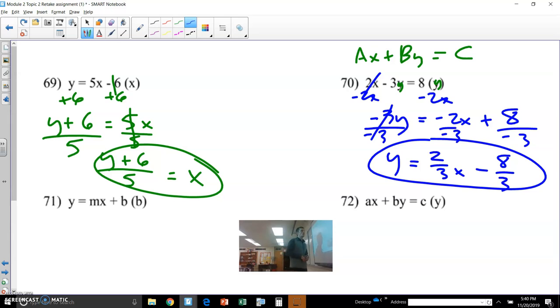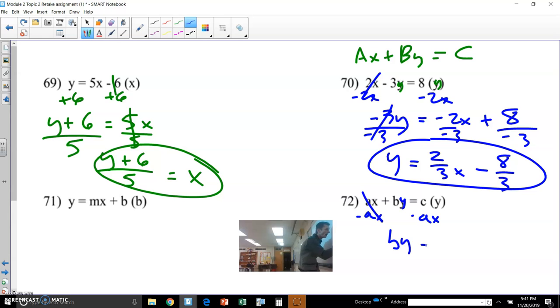Let's try that with number 72. Again, trying to get y by itself. By the way, when they give you that value in parentheses, that's what you are trying to solve for. So, for example, they want you to solve for b in this one. If that's confusing, I wanted to clear that up. So for this one, I'm trying to get y by itself. So let's start by subtracting ax to the other side.